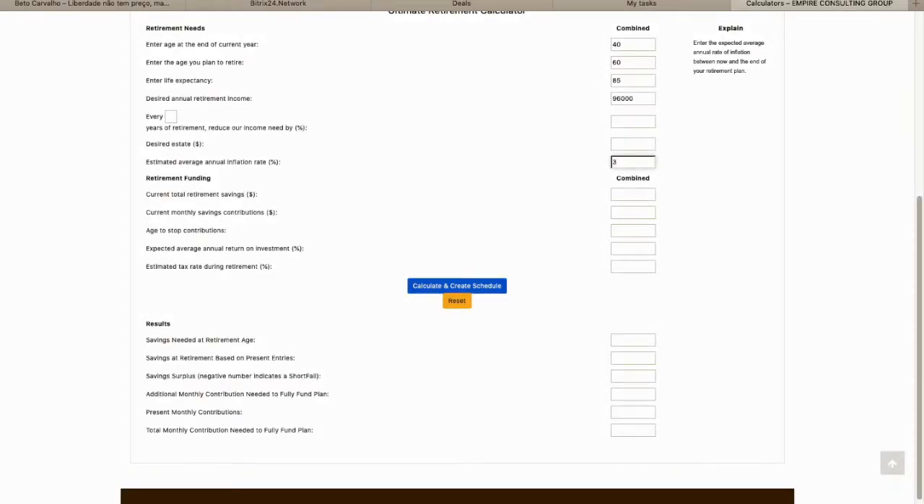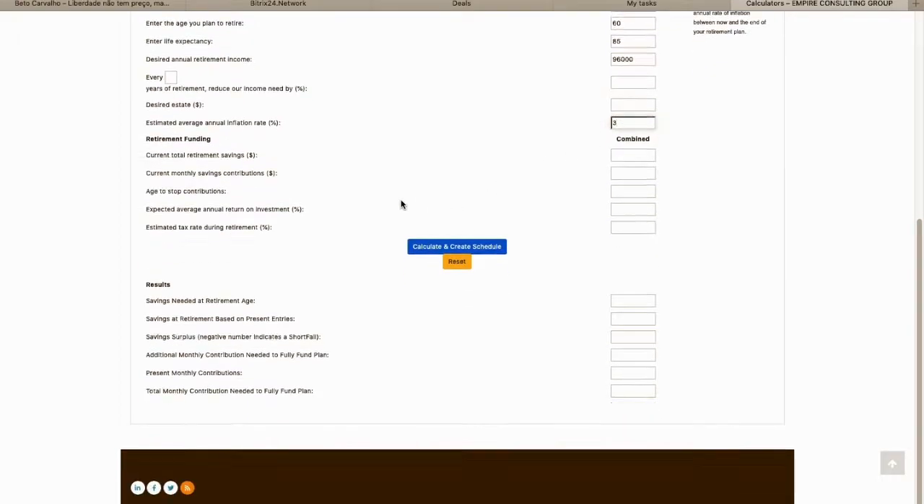If we overestimate inflation, you will end up with more money than you had planned for if inflation doesn't reach that level. However, if you underestimate inflation, you will not have the required income you desire. So it's always better to slightly overestimate the rate of inflation to be conservative with the numbers.